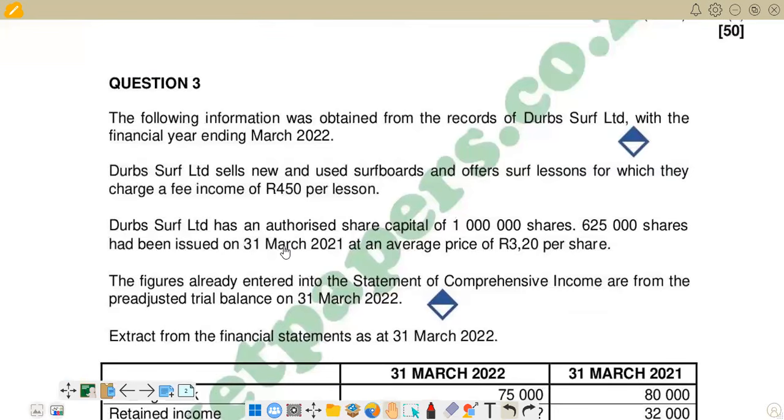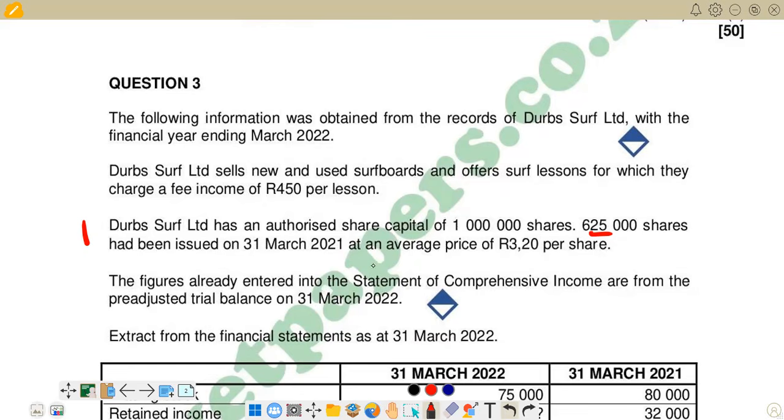Yeah, it's here. If you come here now, we have some explanations here. Dub Safes Limited has an authorized share capital of 1,000 shares. We are not concerned about this one. The next sentence, 625,000 shares has been issued on 31 March 2021. So this is our opening balance in the form of number of shares that were there at the beginning.